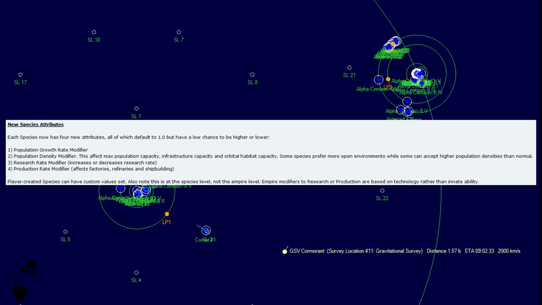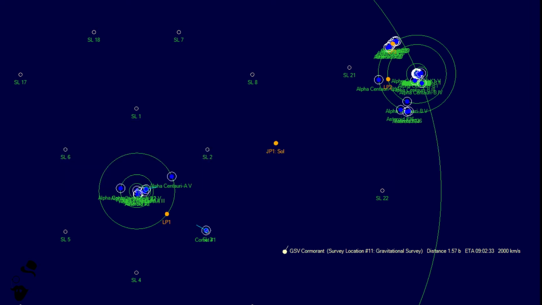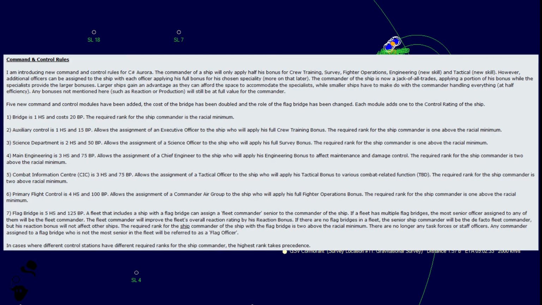Player created species can have custom values set, and also note that this is a species level, not empire level, and empire modifiers to research and production are based on technology rather than innate ability. So this will add a little bit more difference in species. So it will hopefully promote conquering and capturing and having an integrated non-human population rather than just using them as serfs, really.